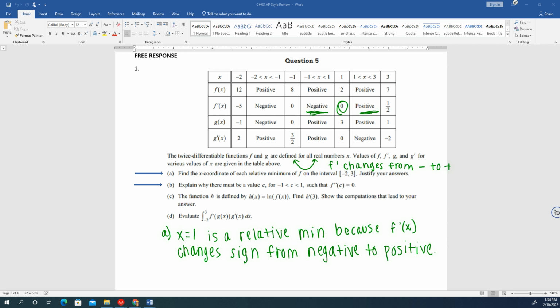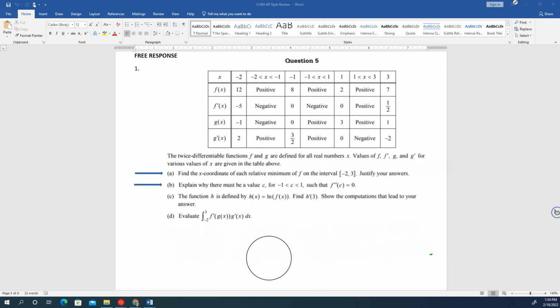Explain why there must be a value c in between -1 and 1 such that the second derivative equals 0. Okay, anytime you're asked to explain or prove why a value exists, that's usually a hint at one of the big 3 theorems that we're going to use. The hint that it's the mean value theorem is when you see a derivative equals something. Now, this one has a second derivative, so we are actually going to use the mean value theorem with the first derivative applied to the second derivative. Okay, so let's see what that means here.